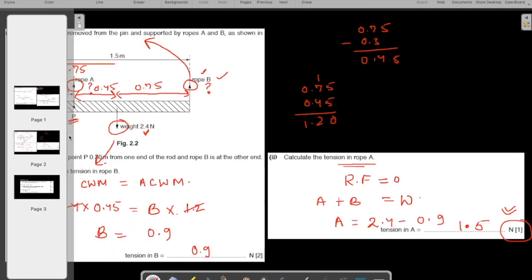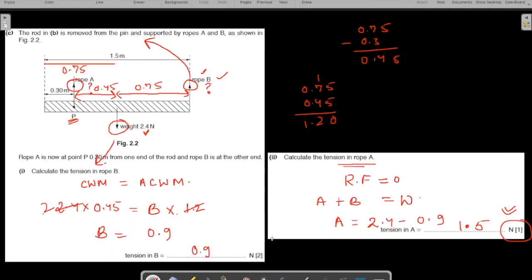Or you can also solve this question by using the principle of moments. There is one other way of solving this question. If you solve it in that particular way, please do share it in the comment box. Let me know your other way. I know that there is a way. I would like to see if you can catch that other way of finding the tension in the rope A. That would be using the principle of moments as we calculated B.